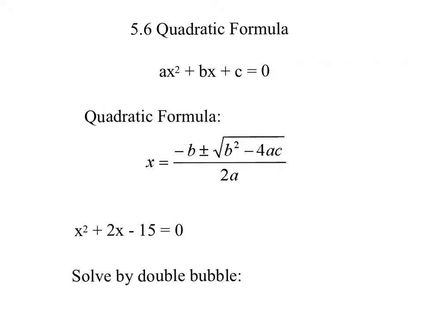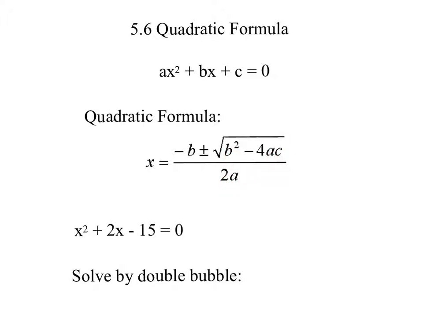Quadratic formula, so we have ax squared plus bx plus c. With the quadratic formula, it's really important that you remember that a is the number in front of x squared, not including x squared, just the number in front. B is the number in front of x, and c is that constant, and it always has to equal 0 for this to work. And so the quadratic formula is as follows: x equals negative b plus or minus the square root of b squared minus 4ac all over 2a.